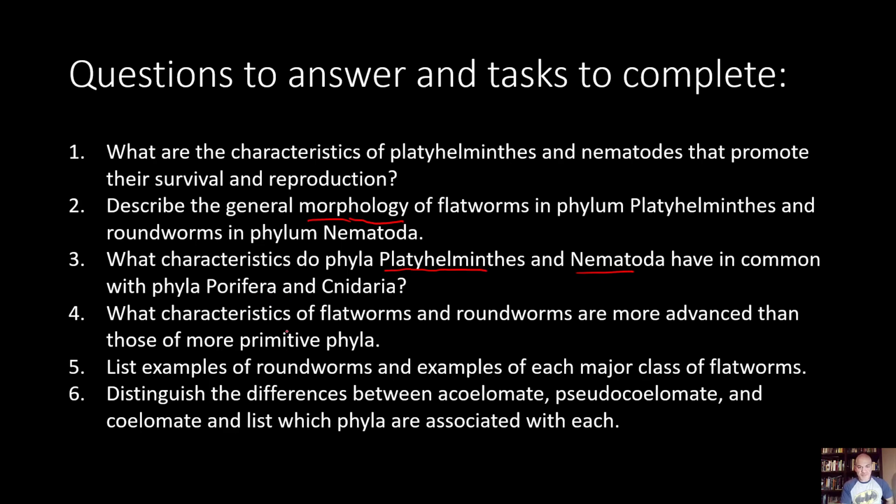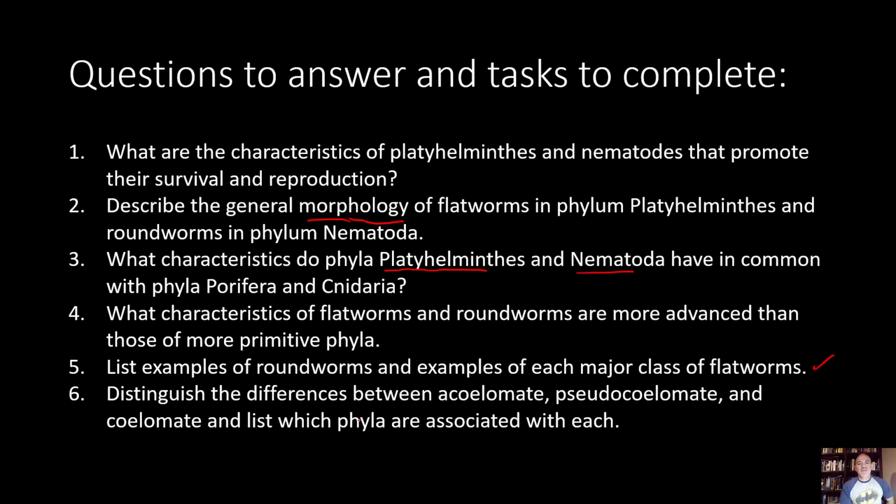We're going to also look at what characteristics of these flatworms and roundworms are more advanced than the primitive ones. And you're going to look at examples of both roundworms and flatworms from some major groups within there. So in other words, you should be able to recognize some representatives from each group.